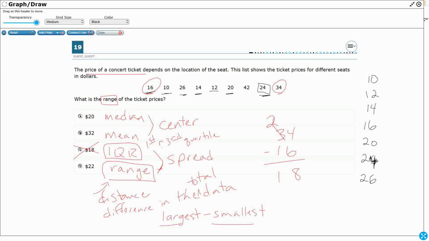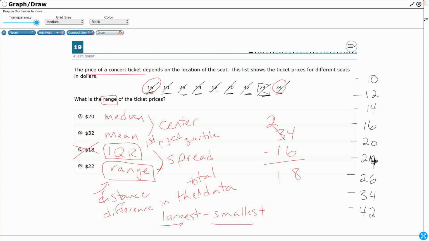I've got 30, but you see how 34 is not the largest? Now I've got 42, so that's the largest. And then 16 is not the smallest. 10 was the smallest, so I was off on both. We've got 1, 2, 3, 4, 5, 6, 7, 8, 9 on each side.